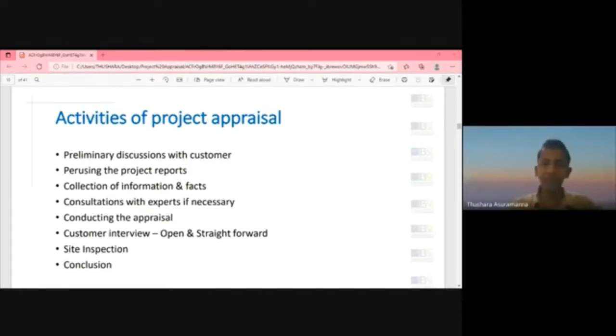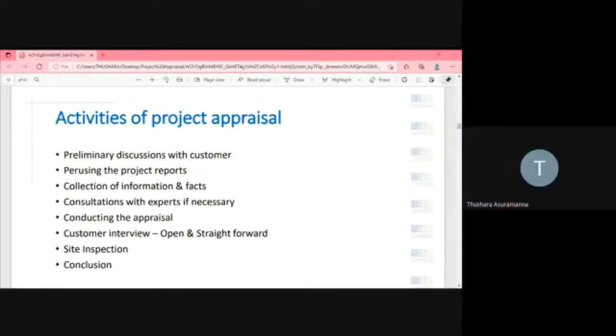Right. Any takeaways here? Any questions? Any suggestions? Any idea on basically what project appraisal is? Any thoughts? All clear? Yes, sir.